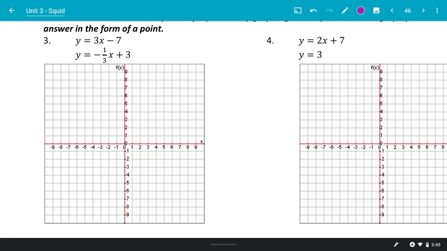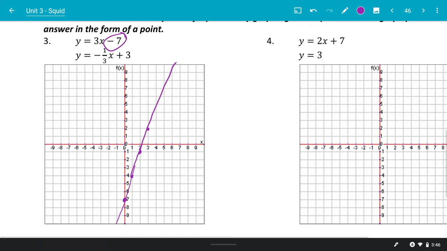Number 3, my y-intercept is -7. My slope is 3, so up 3 over 1, 1, 2, 3 over 1. So somewhere like that. And my other y-intercept is 3, and I go down 1 over 3. There it is. That's my point. So my point of intersection is approximately (3, 2).